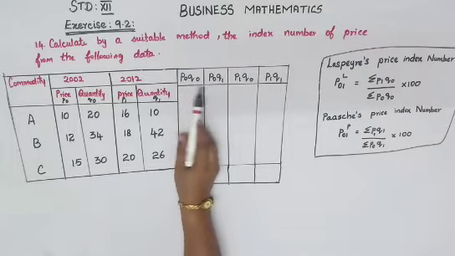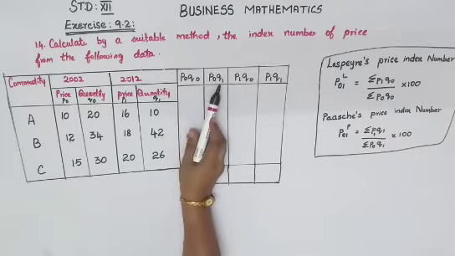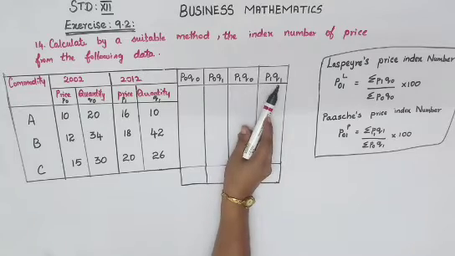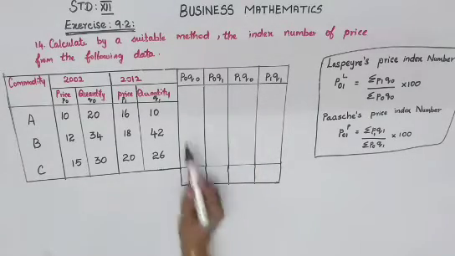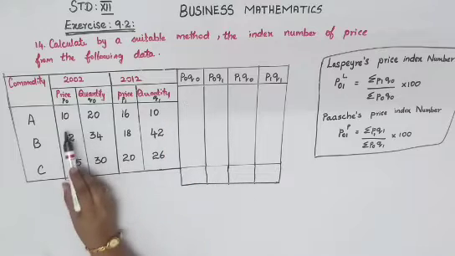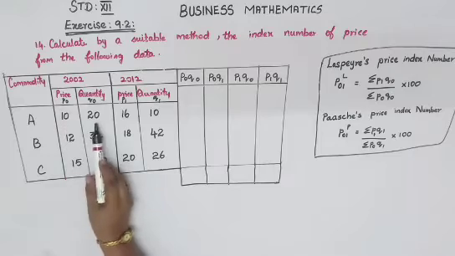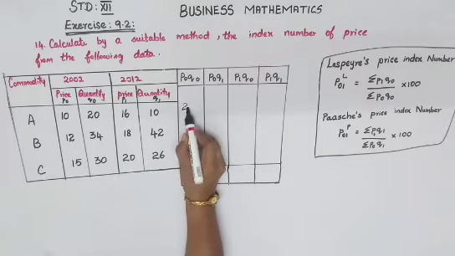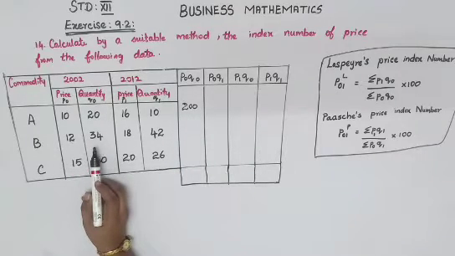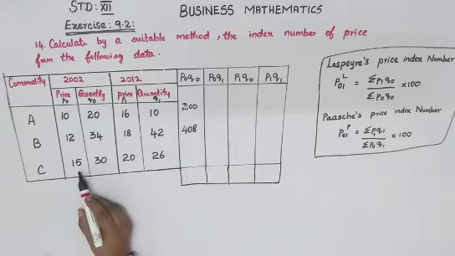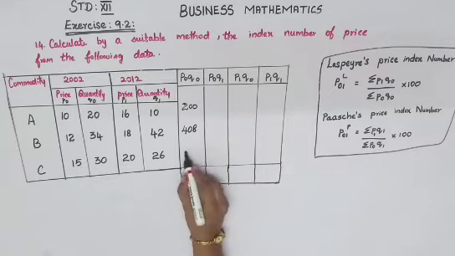How to remember this: with P naught, take Q naught and Q1, the first column and the second column. Next is P1 with Q naught, then P1 Q1. You can remember it in this order. First we need P naught Q naught. So these two columns you have to multiply. 10 into 20 you get 200. Next, 12 into 34 you will get 408. Next, 15 into 30 you will get 450.